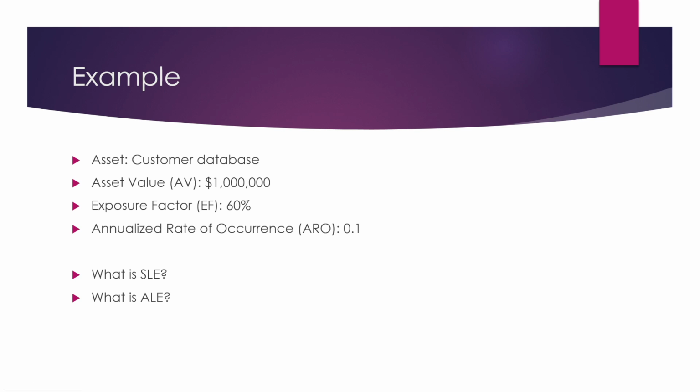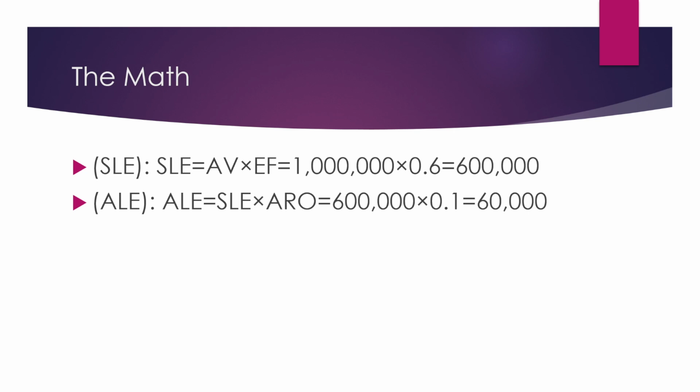So here's an example. I've got a customer database. It's worth $1 million. Exposure factor is 60%. We would lose 60% of the $1 million database if it was breached. And our annual rate of occurrence is 0.1, otherwise known as 1 out of 10 years. So what is the SLE? Well, if we take $1 million, we multiply it by 60%, we should get $600,000. If we take that $600,000, multiply it by 0.1 for 1 out of every 10 years, we should get $60,000 an annual loss expectancy. And here's what those equations look like.